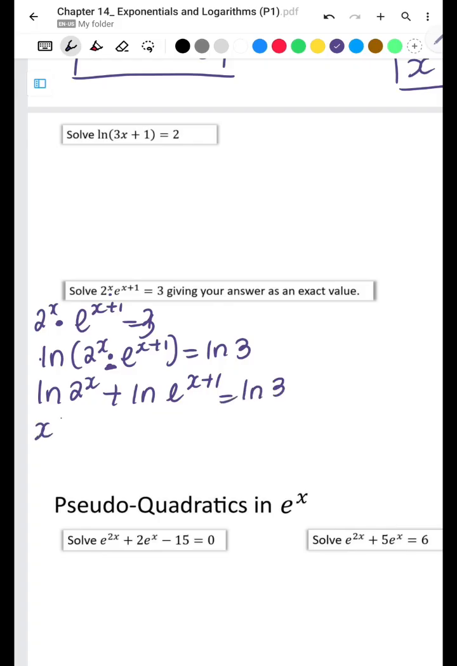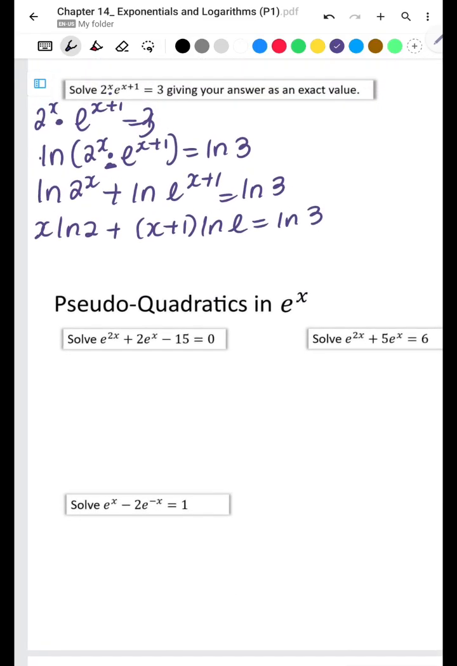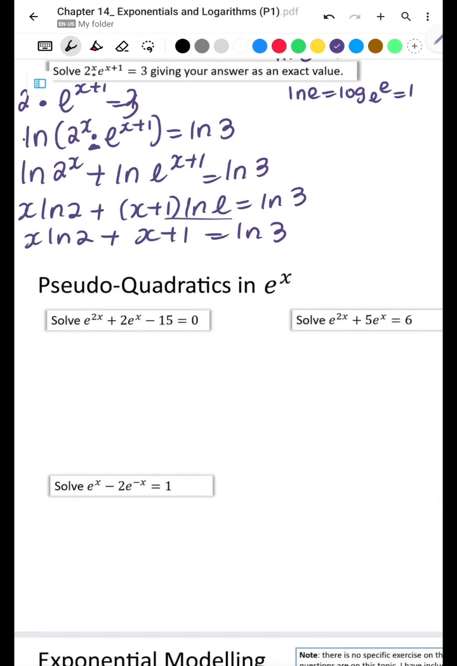So this is the same as x natural log of 2 plus x plus 1, using law of logarithms, because natural log of 3. So expanding my bracket, I know natural log of e is equal to 1. So it's easier for me to say x natural log of 2 plus x plus 1 is equal to natural log of 3. And why do I know e is equal to 1? Natural log of e is the same thing as log base e of e, that's equal to 1. That's just a reminder there.